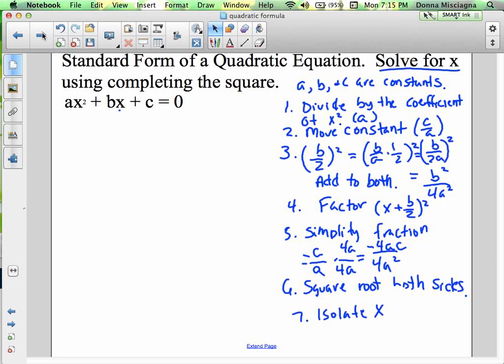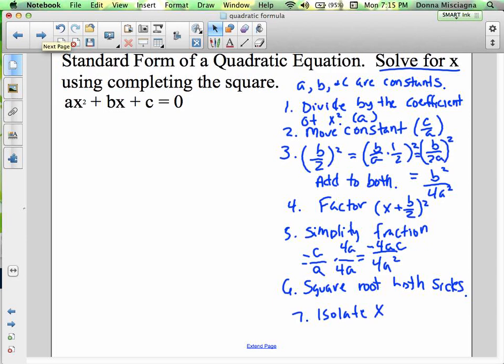So let's take a look at another one. All right, so we have a standard form of an equation, and we're going to solve for x using completing the square. Now, this is some generic equation, so a, b, and c stand for numbers. They're constants. We just don't know what constants they are.